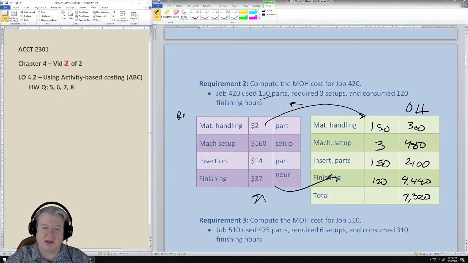So you can see these items, this was our rate. These are our rates that we figured out first, and then we're going to apply them to these, the actuals, to figure out what our cost was for this particular job.